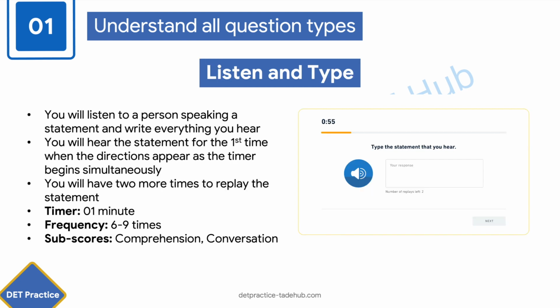The next one is listen and type. Students have 1 minute to complete each question. We listen to a statement and we need to type exactly what we hear. Besides the first one, we have 2 other attempts to listen to the statement again. So take this opportunity to check your answer carefully and complete the answer.